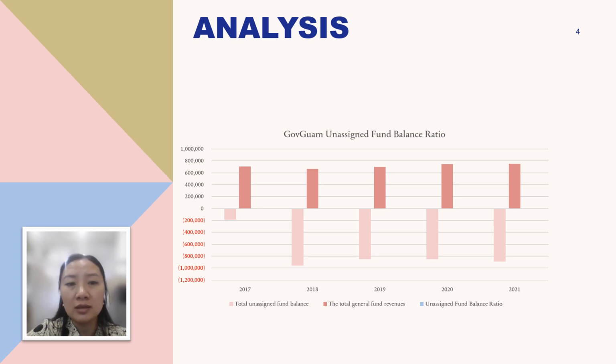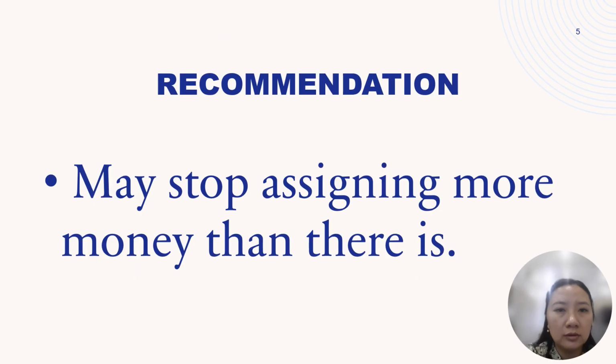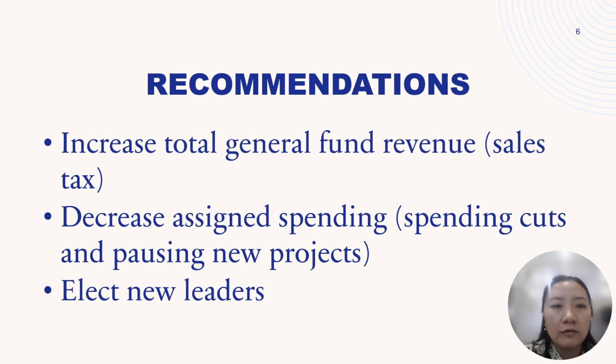The following are the ways that I would recommend to fix it. GovGuam must stop assigning more money than there is. It's really that simple, but here are 3 practical ways of getting that done. First, GovGuam may assign less money, which means spending cuts or a pause in new spending. This is a typical solution offered by conservative politicians to avoid unpopular new taxes or tax increases.